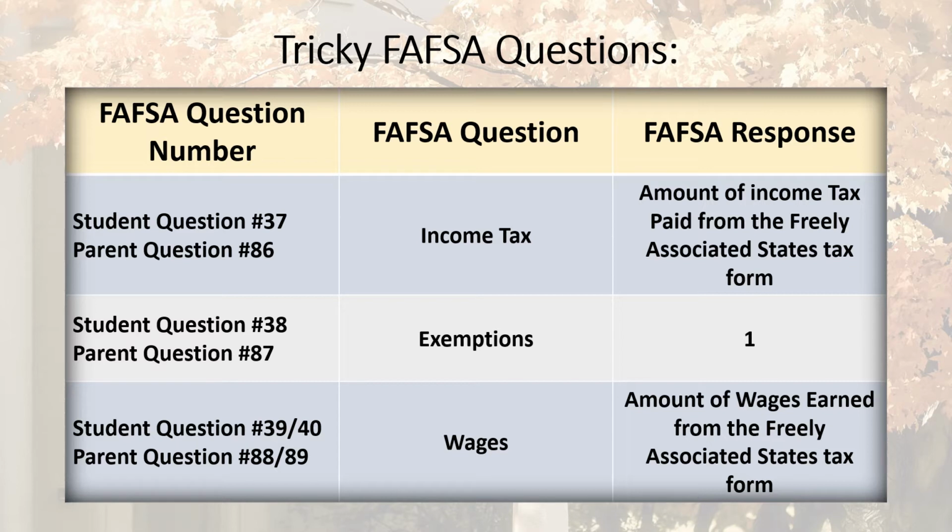Student question 38 and parent question 87 ask about the number of exemptions listed. This is 1. Student question 39 and 40 and parent question 88 and 89 ask about wages earned. This answer, like the answer for the AGI question, is the amount of wages earned from the freely associated states tax return.